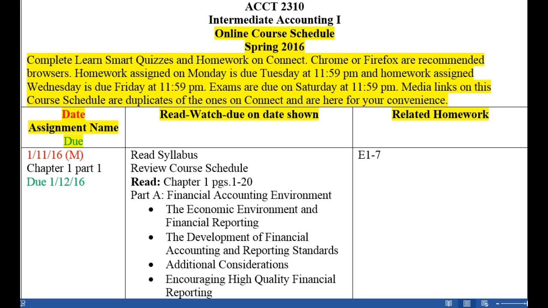In our first column, we have a date, and remember this course follows a Monday-Wednesday course flow. So the first day of this semester would be Monday, the 16th of January. And it's in red, so you can always see what day we are. M means Monday. We are on Chapter 1, studying Part 1. And this is due on the 12th of January. So homework on Monday is due on Tuesday at 11:59 p.m.